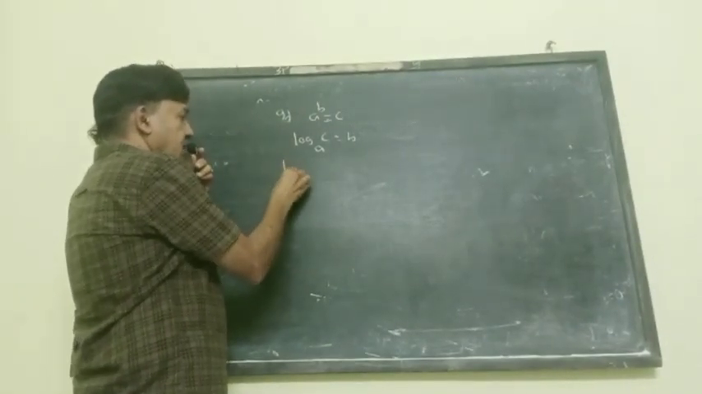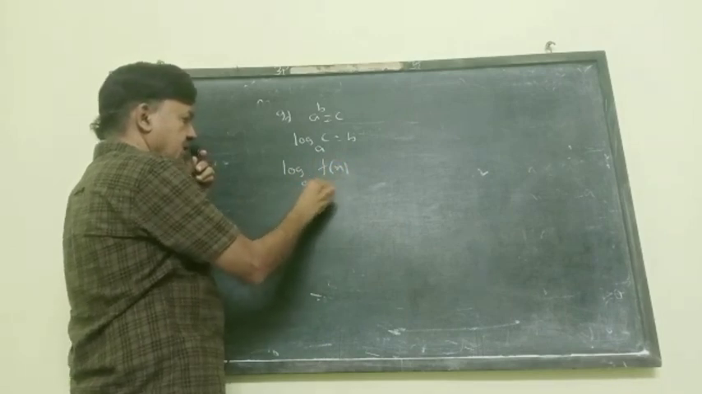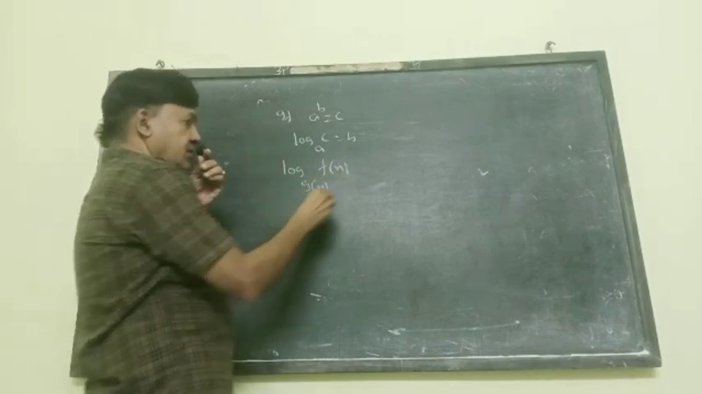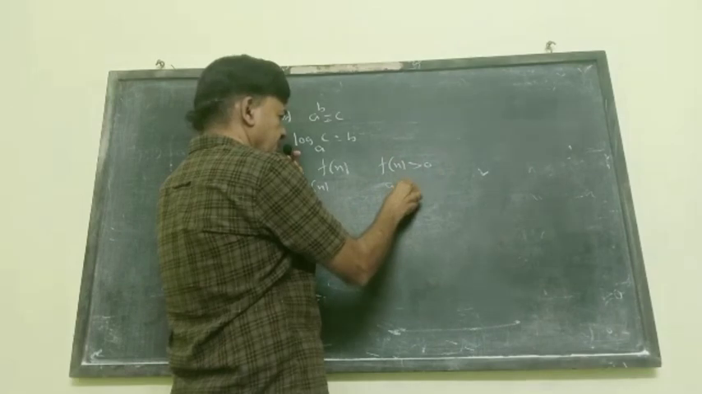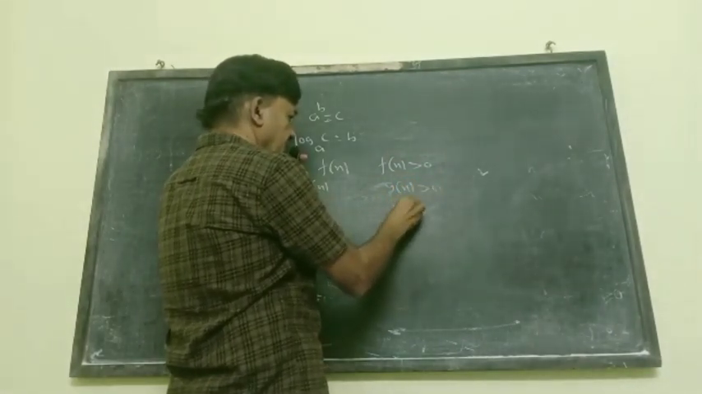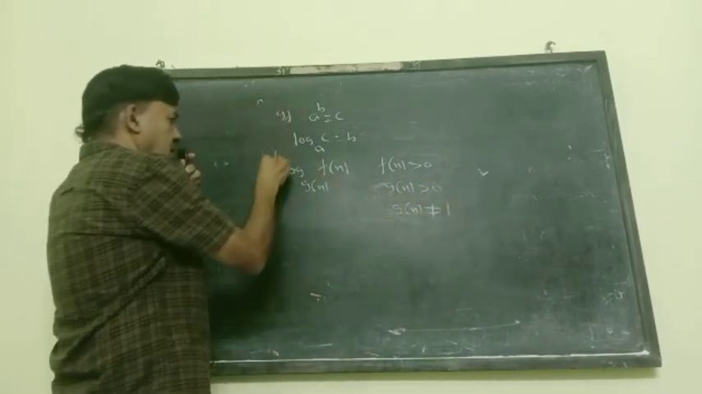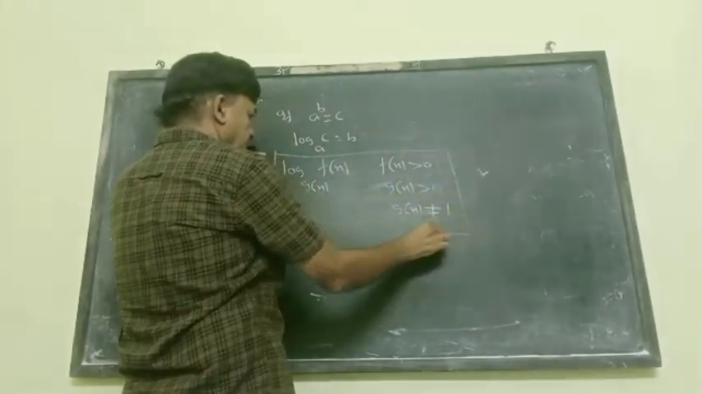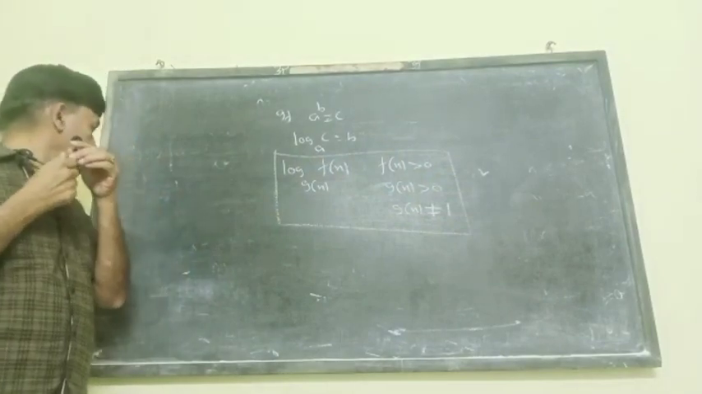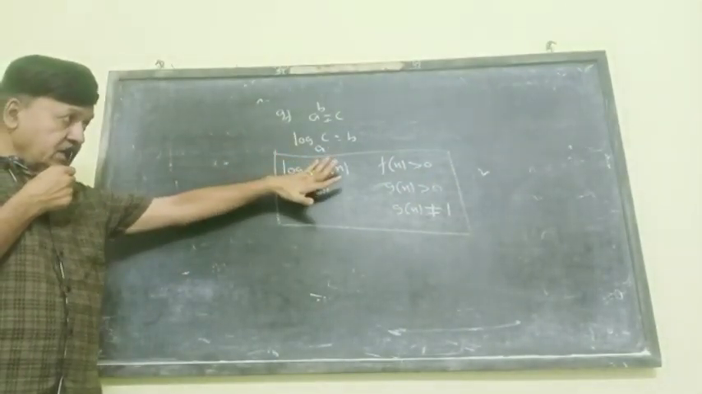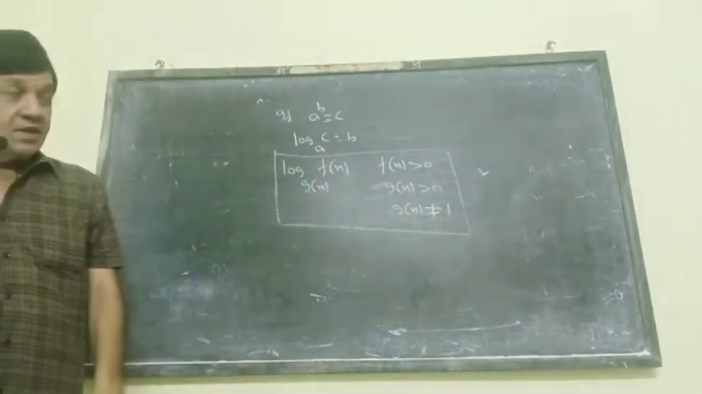See, logarithms will exist. Suppose you are having log f of x to base g of x. This will exist when f of x is greater than 0, g of x is greater than 0, g of x not equal to 1. So log f of x to base g of x existence will be there under these circumstances. So whenever you get a log function like this, you have to take care of all these points. Right?